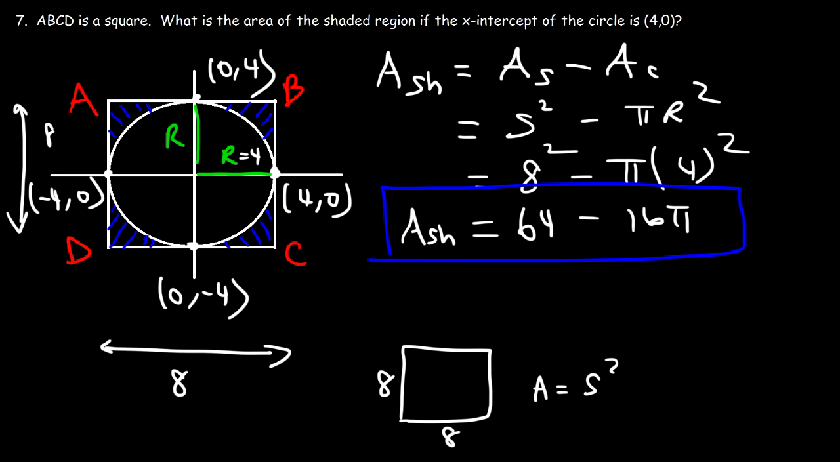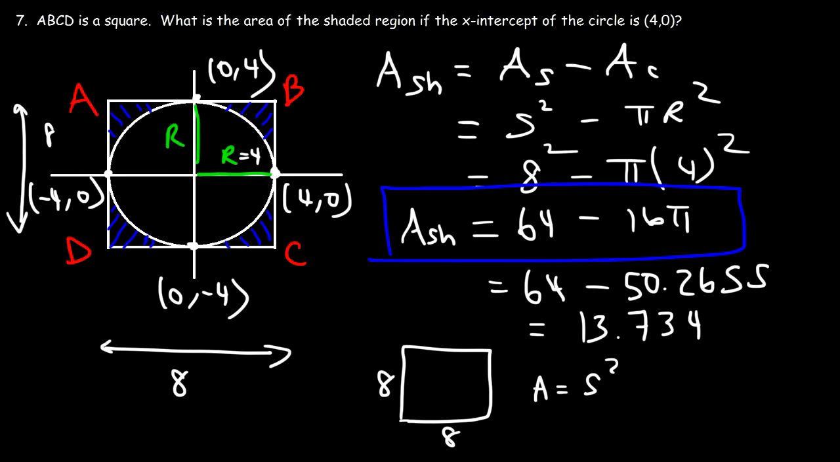Now, if you want to get a decimal value, you can convert 16 pi into a decimal, which is about 50.2655. And so the area as a decimal is about 13.7345 square units. So you can report your answer like that if you want to. But this represents the exact answer.